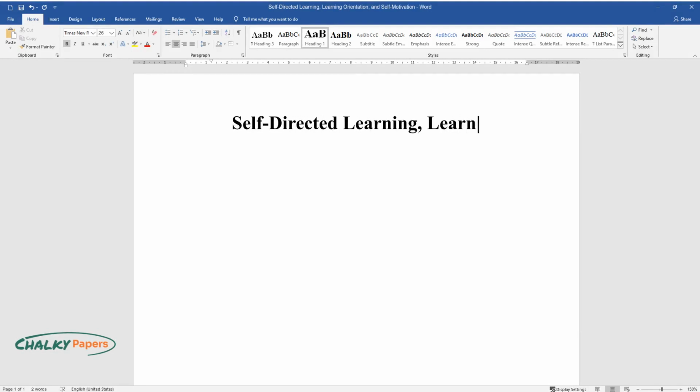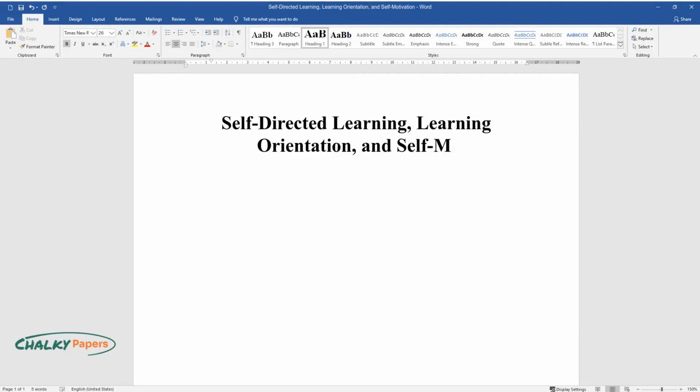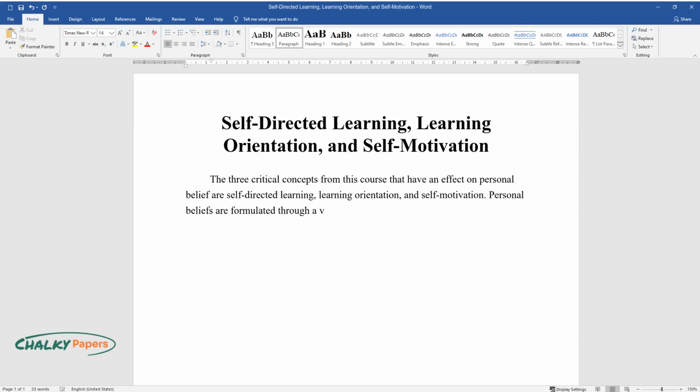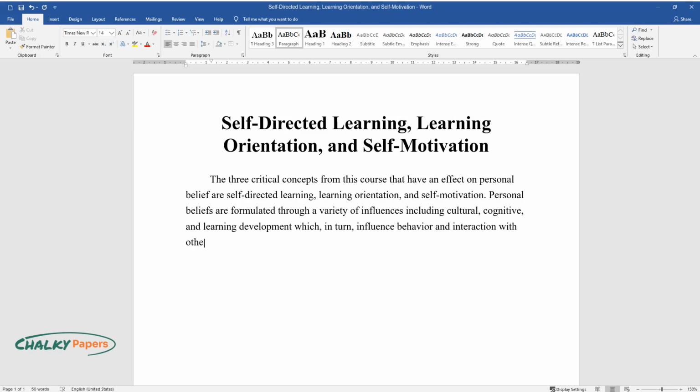Self-directed learning, learning orientation, and self-motivation. The three critical concepts from this course that have an effect on personal belief are self-directed learning, learning orientation, and self-motivation. Personal beliefs are formulated through a variety of influences, including cultural, cognitive, and learning development, which, in turn, influence behavior and interaction with others.